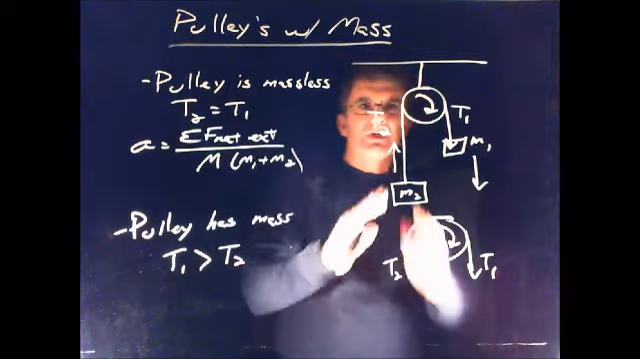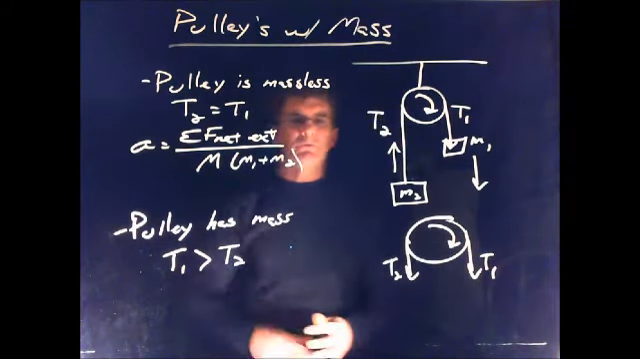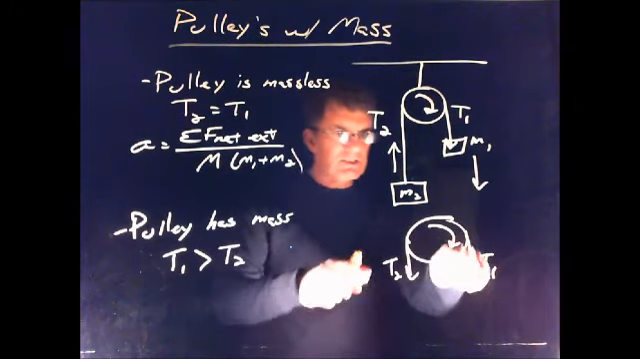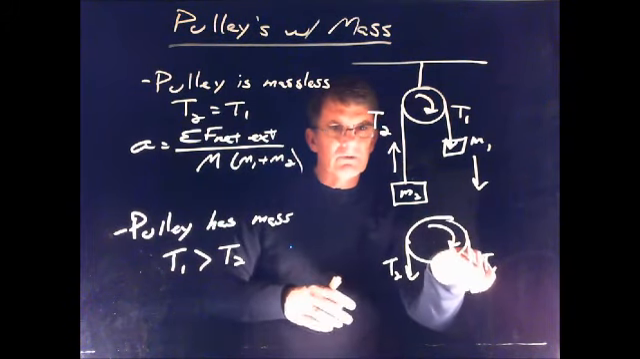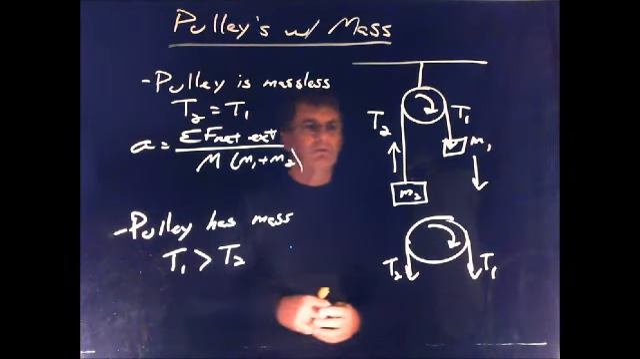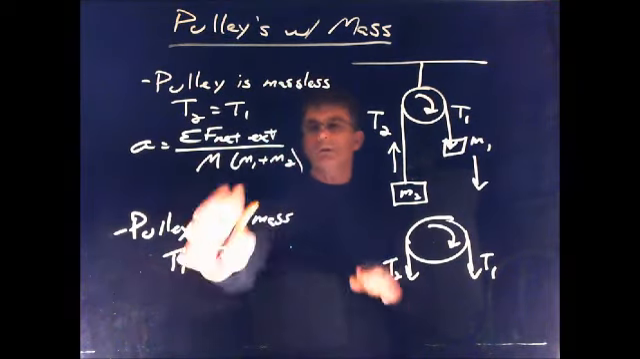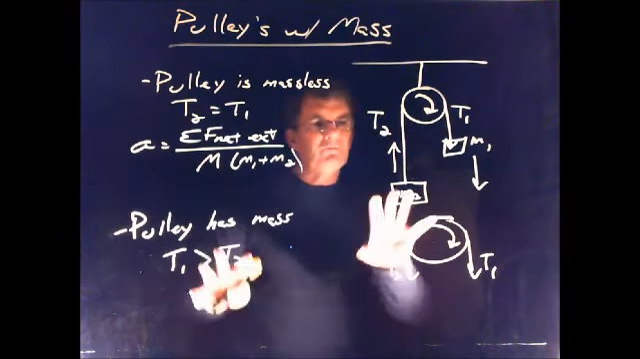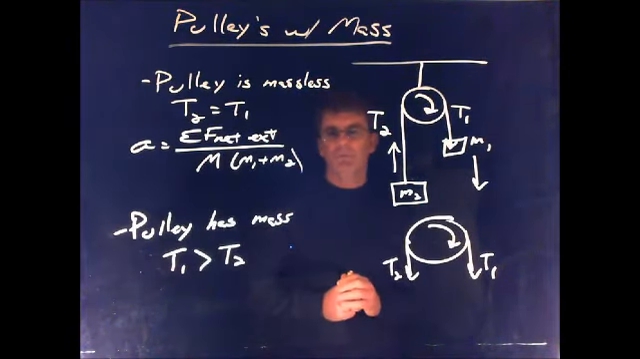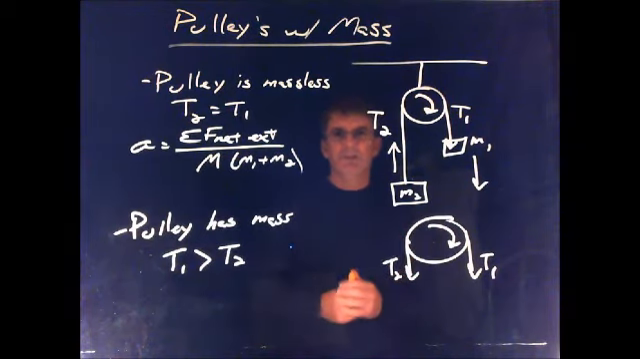When the pulley is massless, it takes no effort to turn. T1 is equal to T2. When the pulley has mass, in this case, this tension has to be greater, otherwise it wouldn't turn that way, clockwise. And so we lose a little bit of tension, a little bit of force into moving the pulley. That's one thing they need to keep in mind.